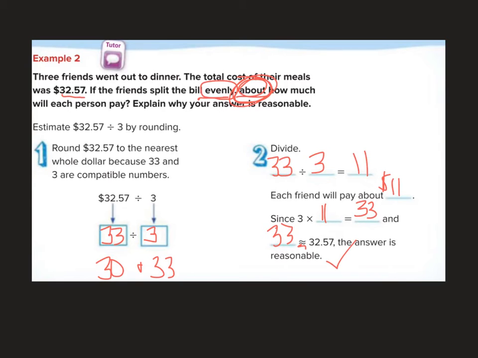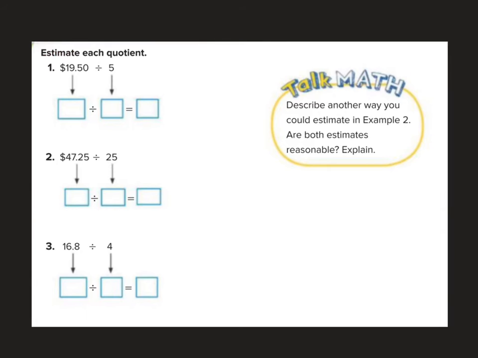All right, let's try another one. Another few, I should say. Okay, so here we go. 5, I like 5. Keeping 5 the same. Now I'm going to count by 5s. 5, 10, 15, and 20. So 19.50 is between 15 and 20. It's closer to 20. So I'm going to choose 20. 20 divided by 5 is 4. Okay, so our estimate is about 4.